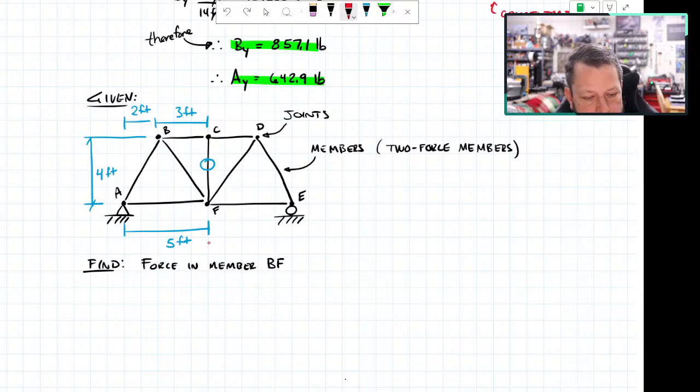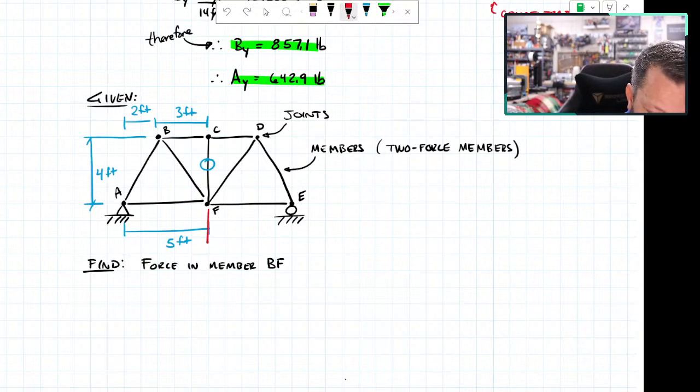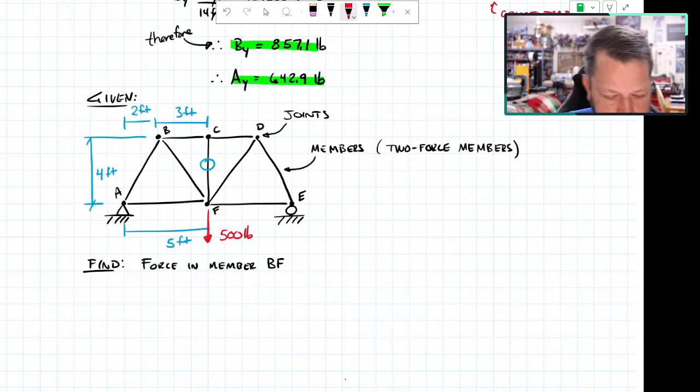I haven't put any loads on it yet. Let's put some loads on there so it has something to do. Let's go ahead and put one here, and we'll call this 500 pounds, and that'll be enough for the loads.